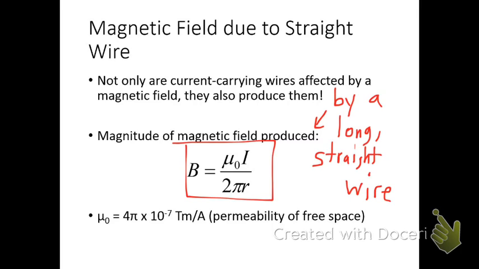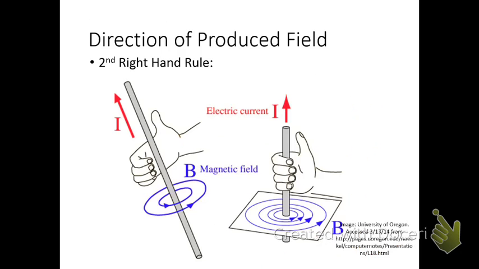Mu naught is the permeability of free space. That's 4 times pi times 10 to the negative 7 Tesla meters per ampere. And like other constants in this unit, it will be provided for you on the test. Okay. So a picture of what that right-hand rule looks like.